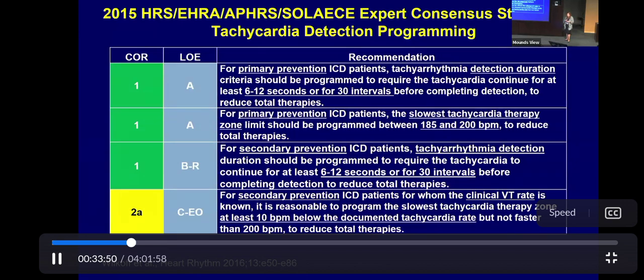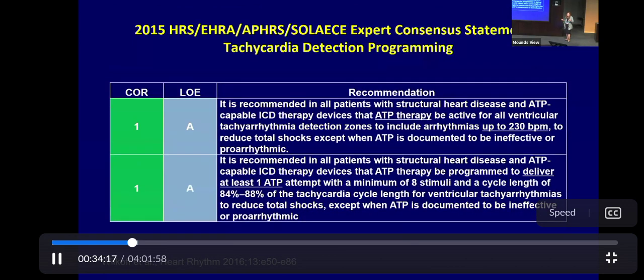For primary prevention patients, trying to make recommendations for different companies is sometimes a challenge, right? Because there are different studies and different programming options. So it's saying basically don't treat really fast, put those detection intervals out. And for secondary prevention, some of these programming options are good. And then program on ATP, why not, right? If you can terminate it without getting a shock, that's important. And it tries to give some specific recommendations in that regard.